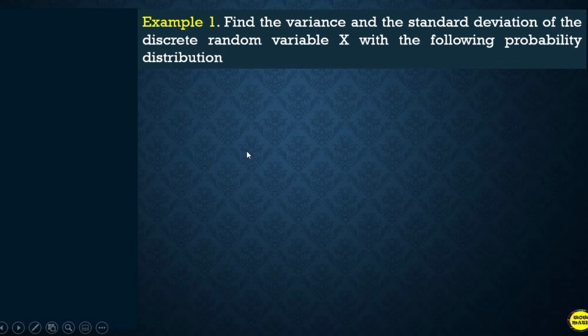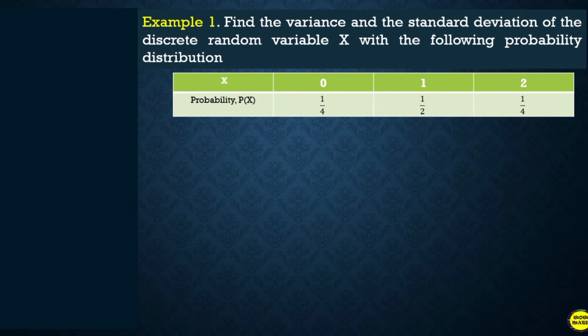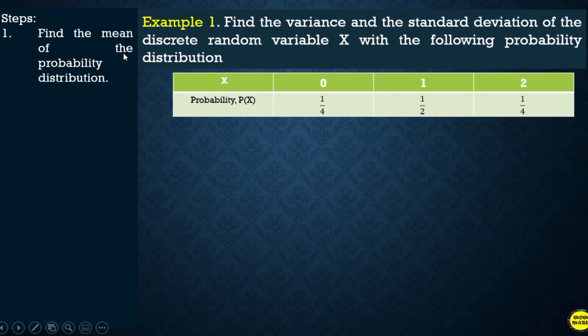Alright? So, let's try. Example number 1. Find the variance and the standard deviation of the discrete random variable x with the following probability distribution. So, we have 0, 1, and 2 with the corresponding probability. For 0, 1/4, for 1, 1/2, for 2, 1/4. So, ang una natin gagawin, find the mean of the probability distribution. So, yun ang unang step na gagawin nyo. Kailangan muna i-compute natin yung mean ng probability distribution.